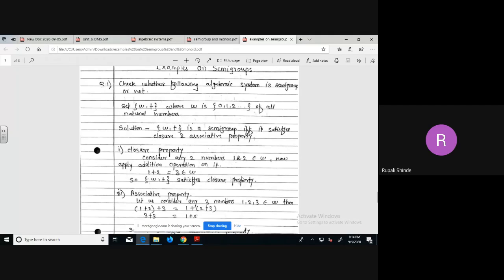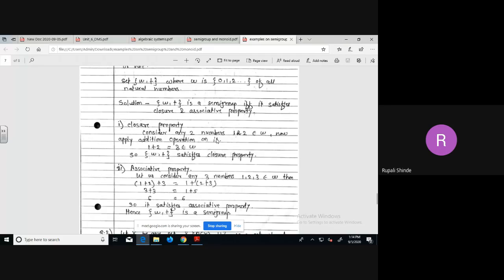First of all we have to decide what properties should be satisfied by this algebraic system. In order to be a semi-group, it should satisfy closure and associativity properties. Now let us check whether this satisfies the closure property. For this we can consider any two elements. From this set we have to choose any two elements. This set is big because it is the set of natural numbers, so we can consider any two elements.